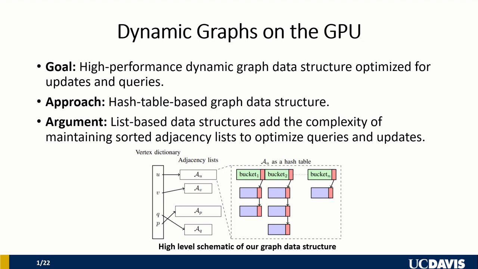In our approach, we use a hash table based graph data structure. The key motivation for using a hash table is that the traditional technique of using a list to represent the adjacency list requires the additional cost of sorting the adjacency list in the beginning and then maintaining the sorting order after updates. Using hash tables, we can avoid this overhead.